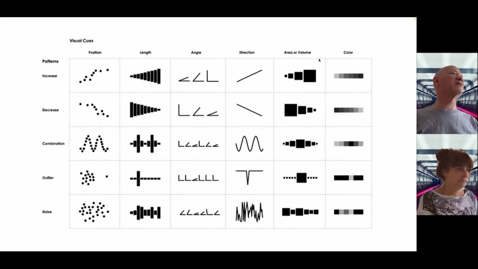And what he does then is to show you how those different visual cues we've discussed in the last slide can be used for each of those patterns. So, just starting at the top left, you see that if something's increasing, you can use the position to show an increase, you can use the length, you can use an angle to show the increase. So this will help you as you look at your data and try to make a decision about how you're going to represent it, what you're going to use. Next.